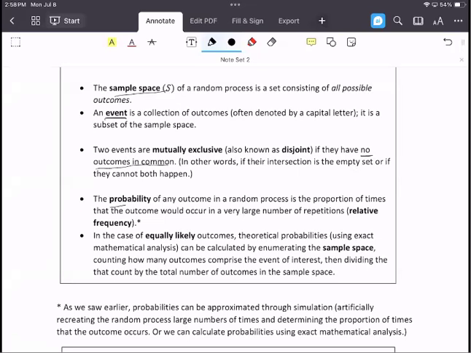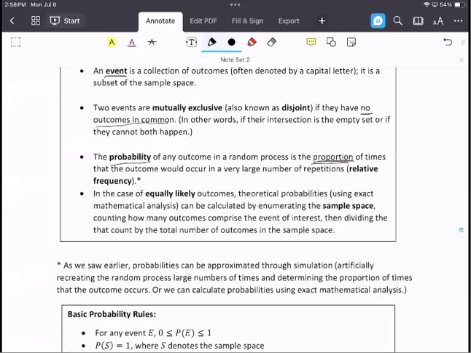The probability of any outcome in a random process is the proportion of times that the outcome would occur in a very large number of repetitions. So we're looking at proportions, and we're going to do some dividing. We think of it as the relative frequency of when it'll happen. And remember the star there. We saw earlier that probabilities can be approximated through simulation, but we can also calculate them using mathematics and get an exact value.